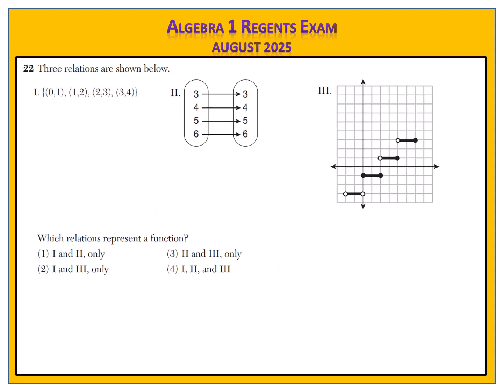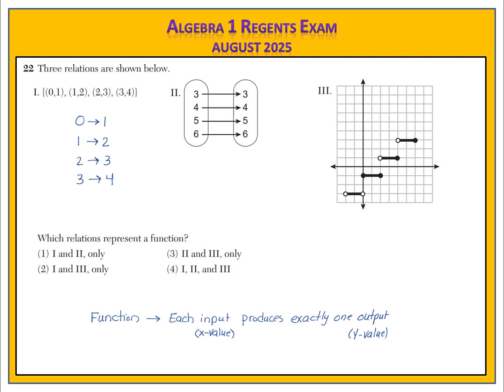Problem 22. 3 relations are shown below. Which relations represent a function? Remember that in a function, each input produces exactly one output. The inputs are the x values, the outputs are the y values. In the first relation, we have a set of ordered pairs, with the x's and the y's, the inputs and the outputs. The input 0 produces an output of 1.